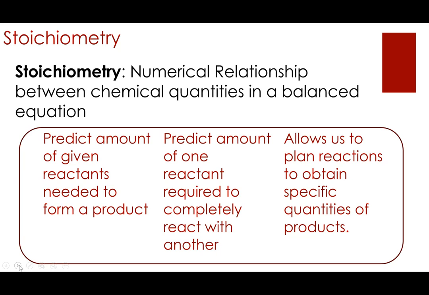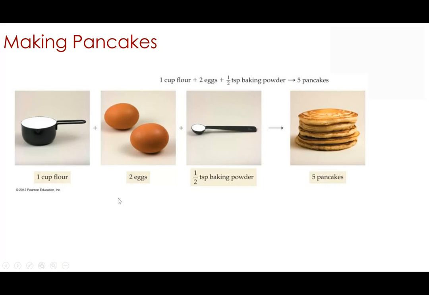Before we dive into full-blown stoichiometry, let's look at a really silly example. So here's a recipe for pancakes, and I apologize, this is a really crappy recipe for pancakes. Don't try this recipe. I can't imagine that it tastes good, but we'll go with it. It's simple. We have 1 cup of flour plus 2 eggs plus a half a teaspoon of baking powder. So we mix all 3 of those ingredients together, and that'll produce for us 5 pancakes.